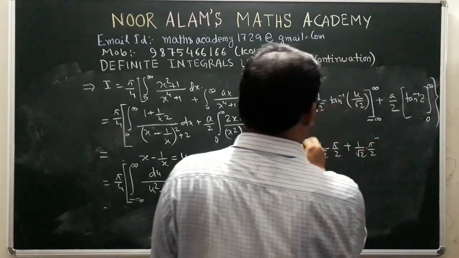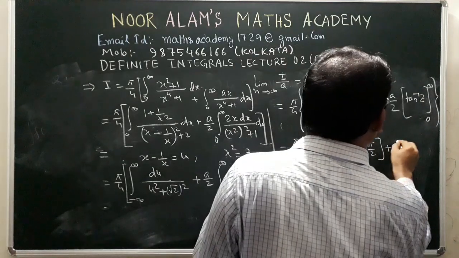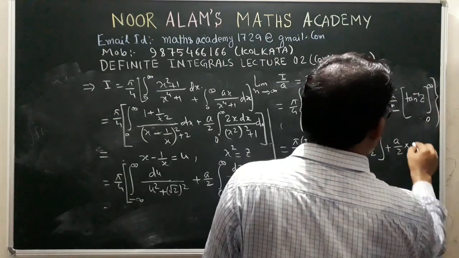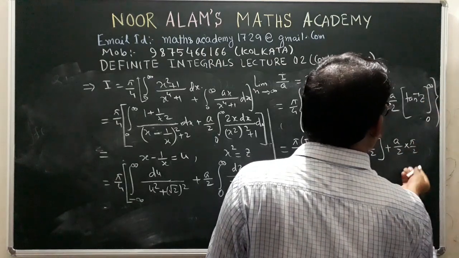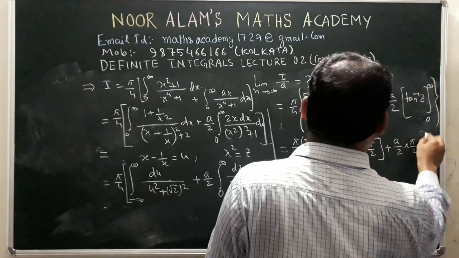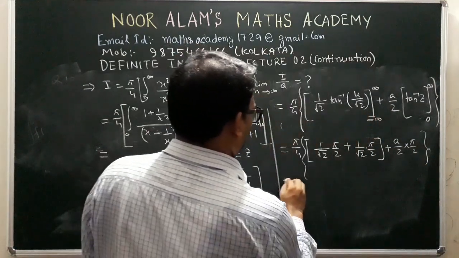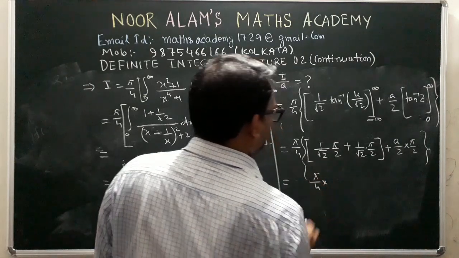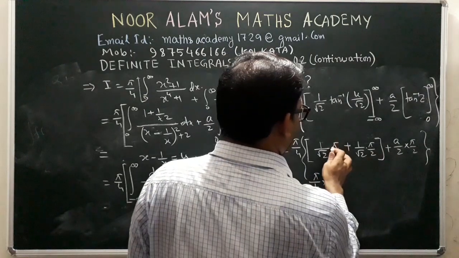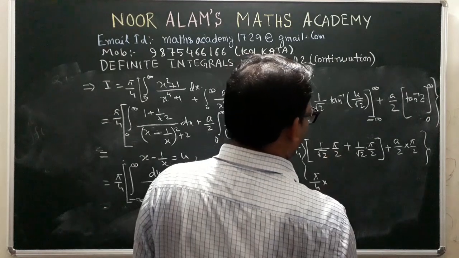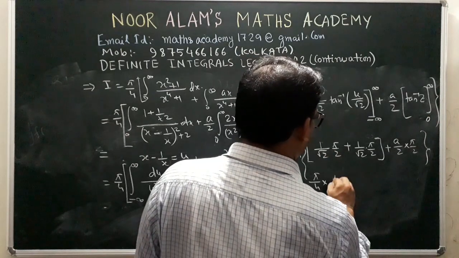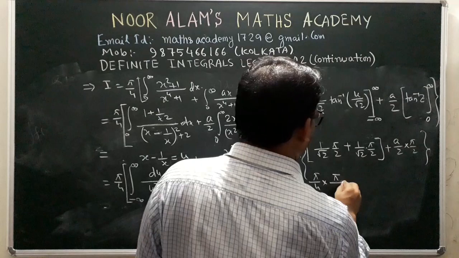Okay, now this part completes. From this part, when you put z equal to infinity, you get pi by 2. When you put z equal to 0, it becomes 0. So now here we have pi by 4 into, now pi by 2 root 2 and pi by 2 root 2, it will be 2 pi by 2 root 2. The 2 cancels. So we have pi by root 2 only.